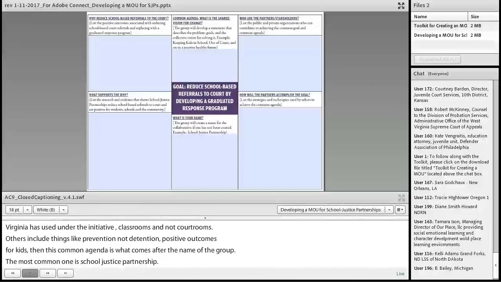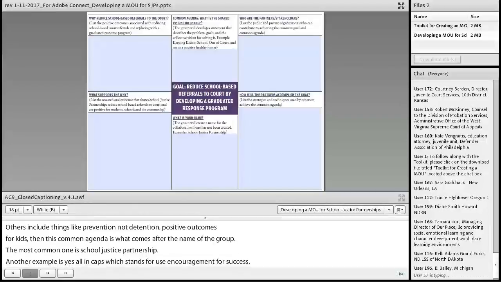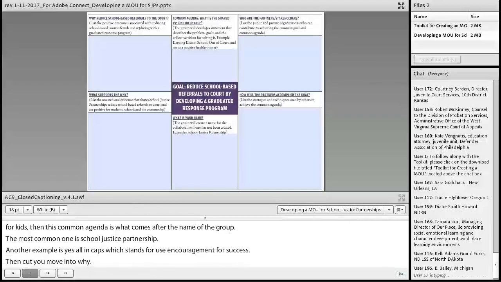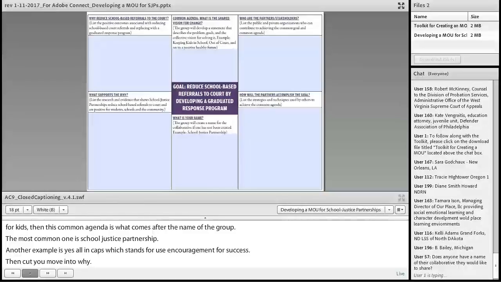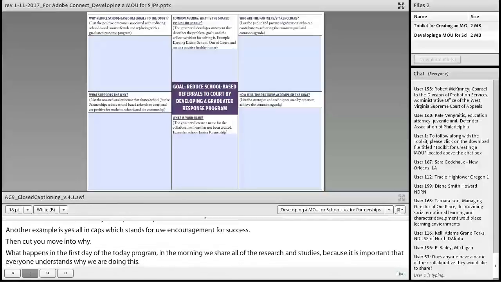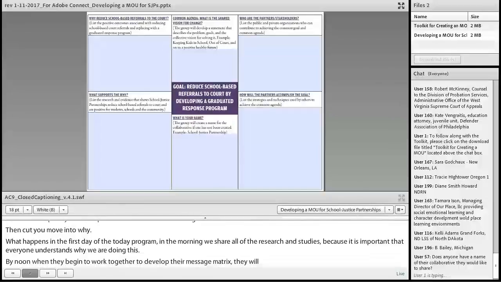And so then you move into why. So what happens on the first day of the 2-day in the morning? We just share all the research, all the studies, because it's important that everyone understands why we're doing this, okay? So for example, they will walk by noontime when they begin to work together to develop their message matrix. They will have written in the box, because they're writing all this stuff down as they're learning about it. Increased graduation rates, for example, that's a reason why you'd want to do it.